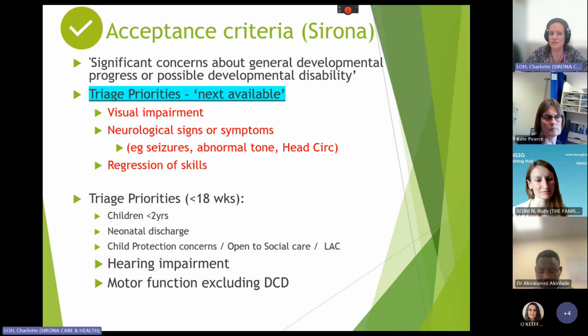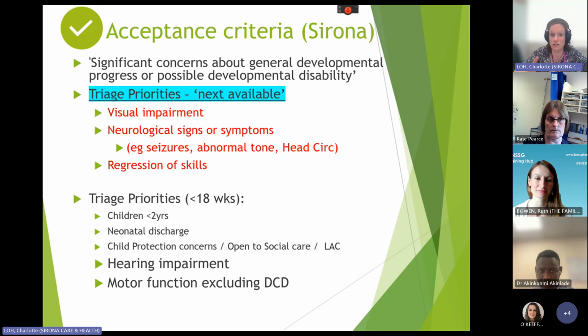Any neurological signs or symptoms. So obviously, if they're having seizures, their tone is abnormal, their head circumference is right at the very top end or very bottom end in conjunction with another concern. And then, of course, if there's any regression of skills, that child needs to be referred urgently. And then those are next available.